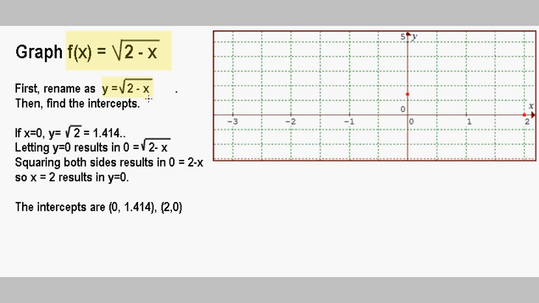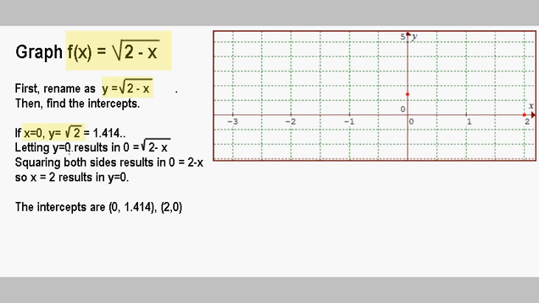Now we're going to find the intercepts. The easy intercept to find is when x equals 0. If x equals 0, we get y equal the square root of 2. And the square root of 2 is 1.414. It's an irrational number that repeats forever. We're just going to round that off to 1.414.